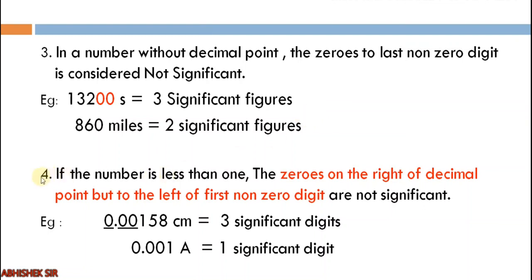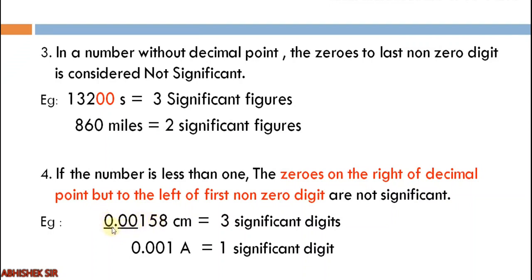Here you have to see very carefully, understand it well. If the number is less than 1, that means 0 point something every time, the zeros on the right of decimal point but to the left of first non-zero digit. Two conditions have to be satisfied. First of all, the zeros on the right of decimal point but to the left of first non-zero digit are not significant.